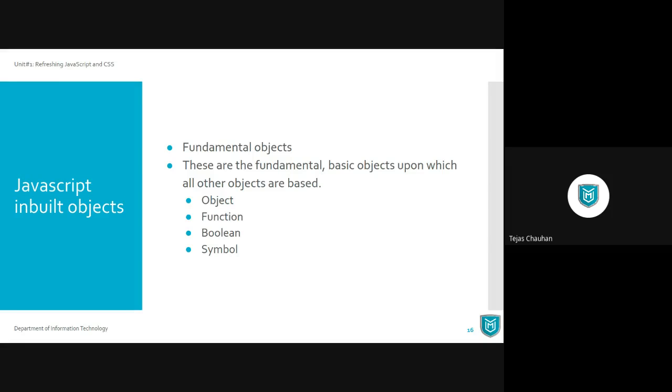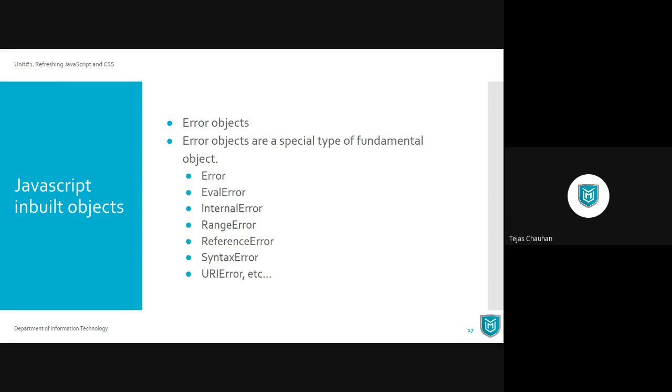Then there are other objects also. There are error objects, objects related to errors. So when we see error handling, you can use these error objects. And when we say there is an object, there are a number of properties in it. So for that, we are going to use these objects.